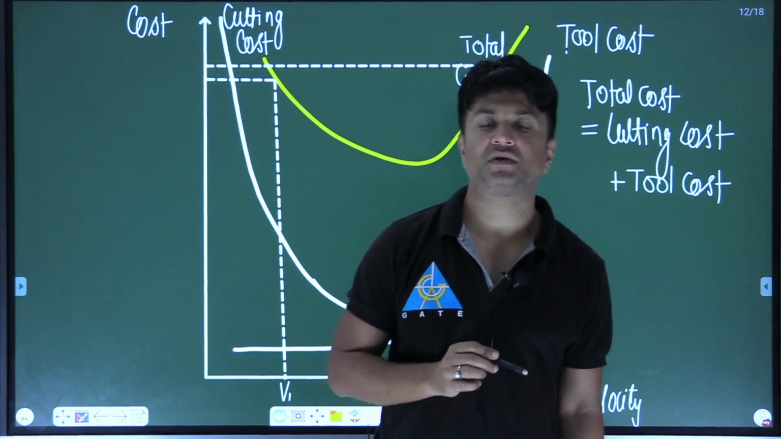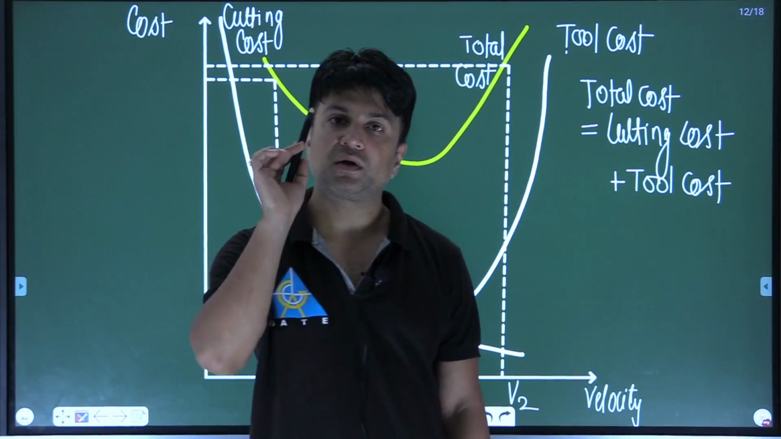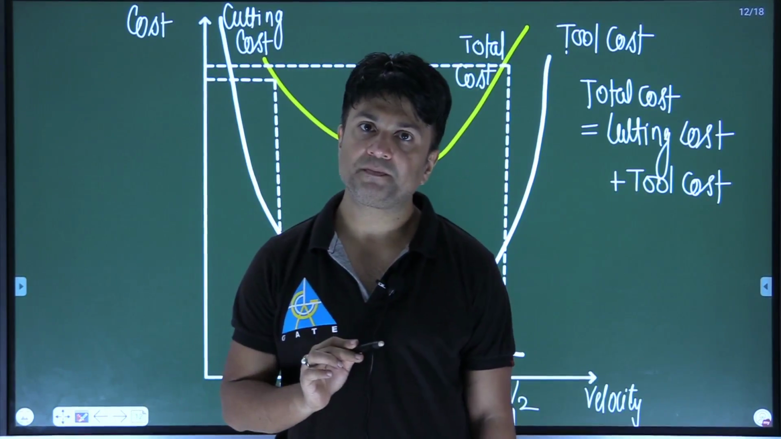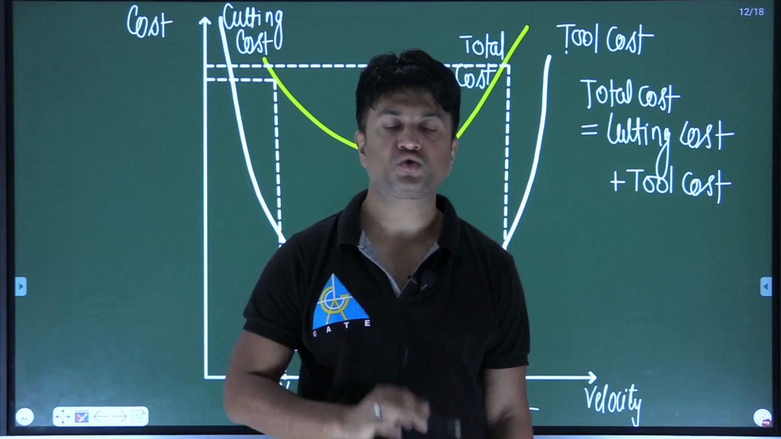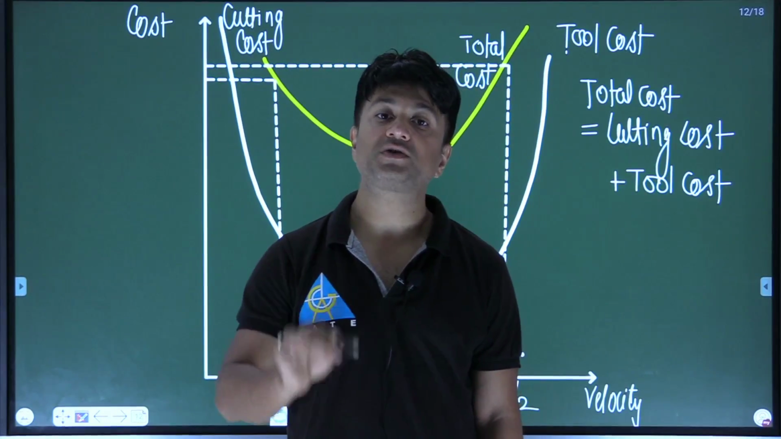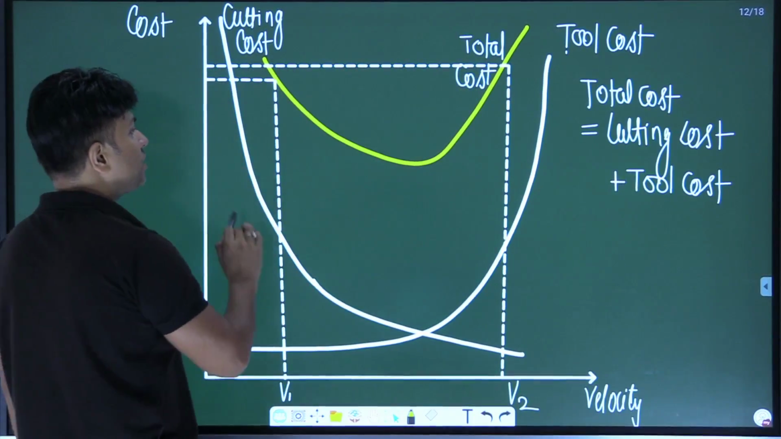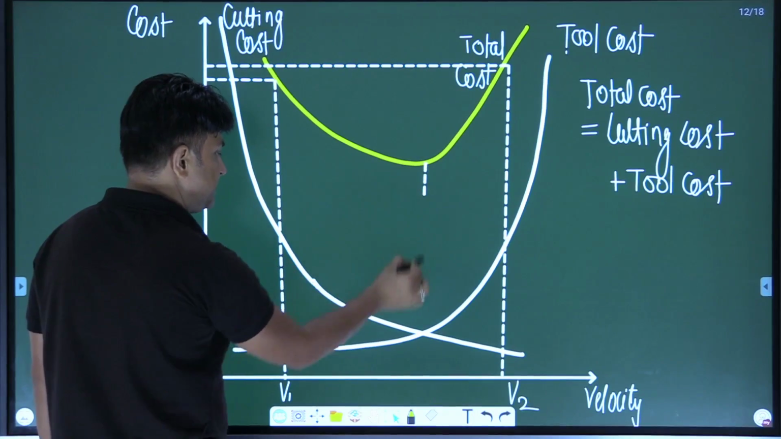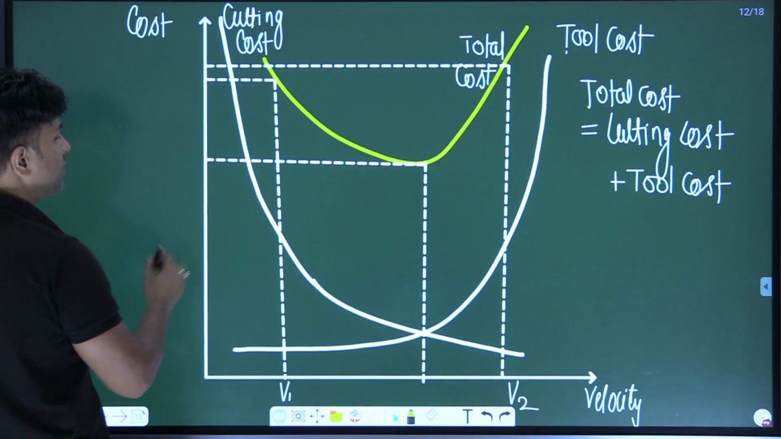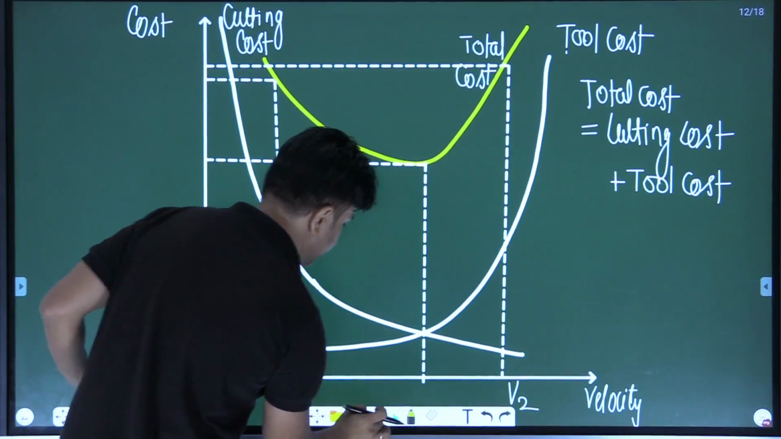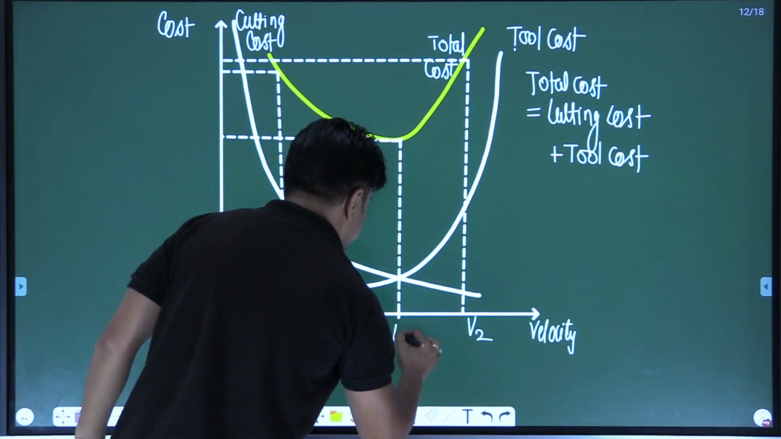As a manufacturer, you want your cutting cost, or rather your total cost, to be minimum. Am I right? So I want my total cost to be minimum. You can see this is the point where the total cost is minimum. That velocity, my dear students, is known as V optimum.